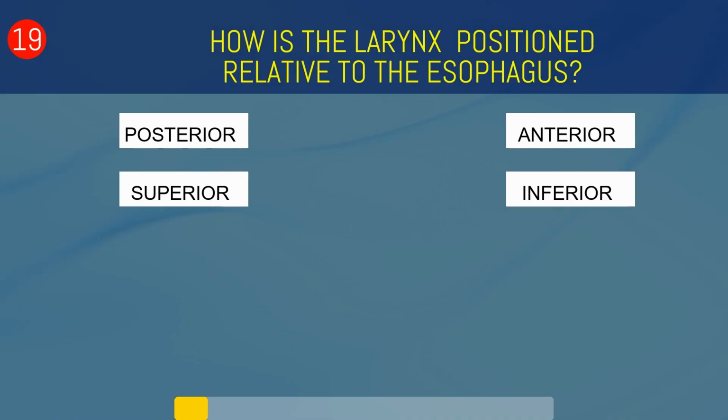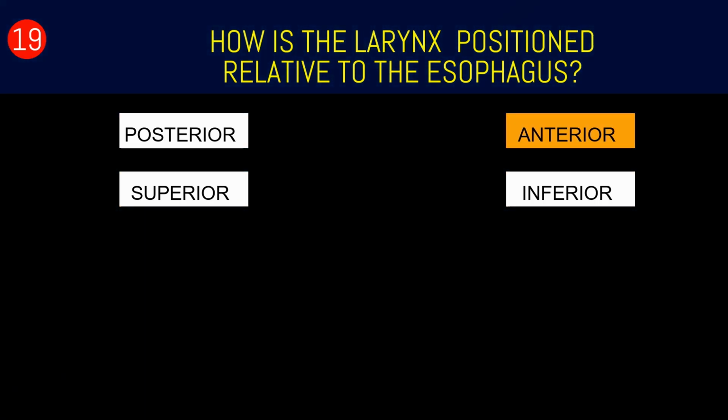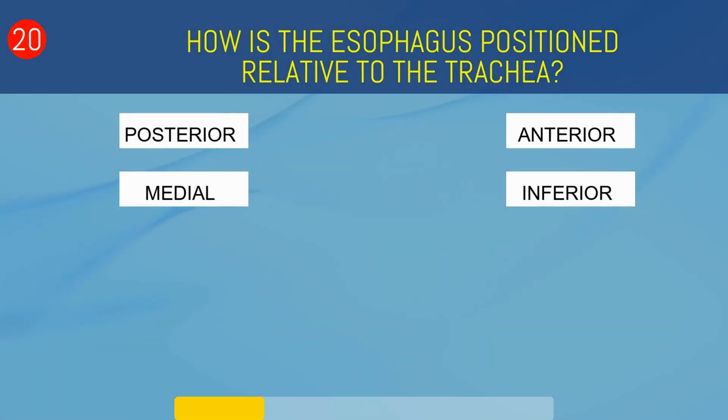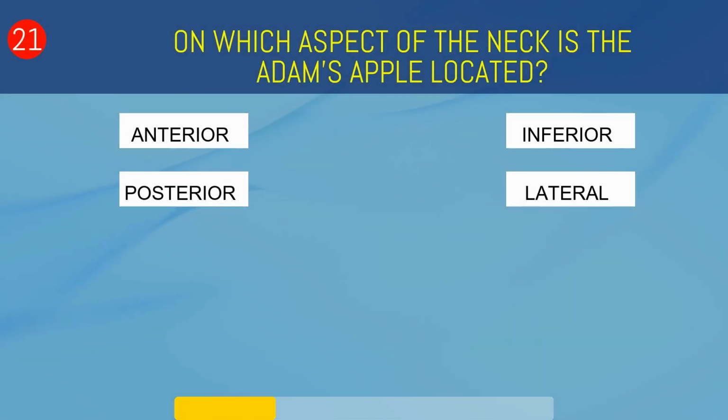Posterior. How is the larynx positioned relative to the esophagus? Posterior, superior, anterior, or inferior? Anterior. How is the esophagus positioned relative to the trachea? Posterior, medial, anterior, or inferior? Posterior. On which aspect of the neck is the Adam's apple located? Anterior, posterior, inferior, or lateral?